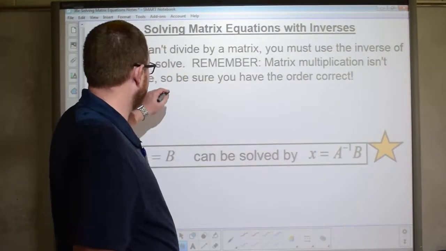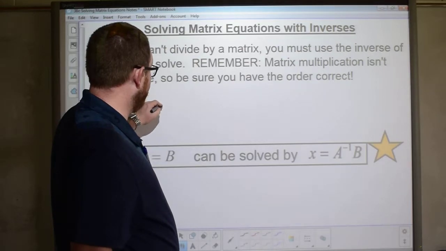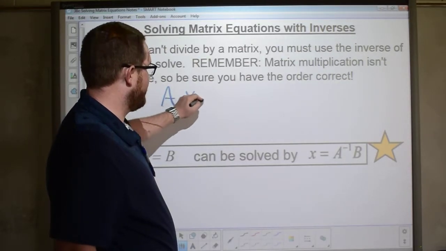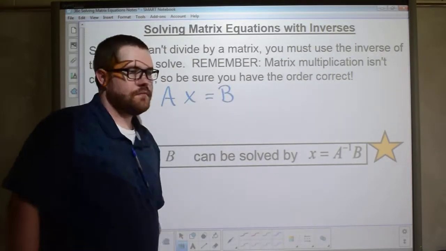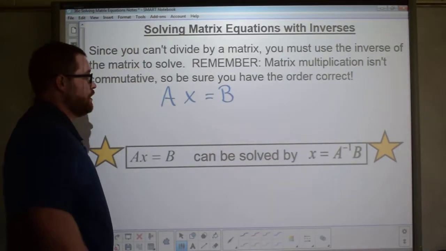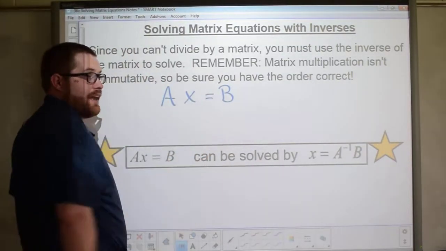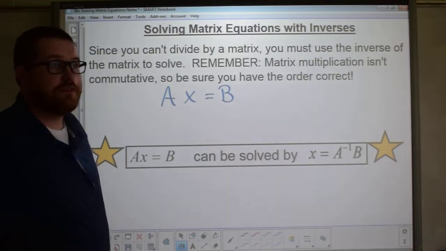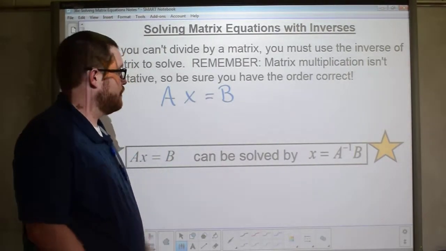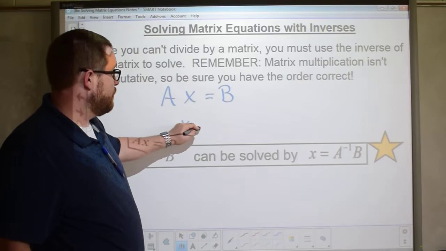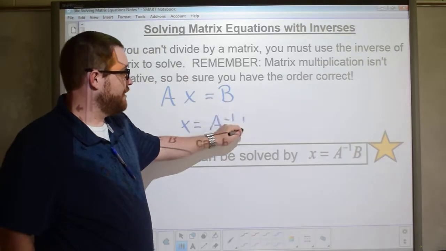Like, let's say you have matrix A times matrix X equals matrix B. You want to solve for X. In algebra, we would divide by A. But remember, we don't have division in matrices. So I'm going to multiply by the inverse of A.